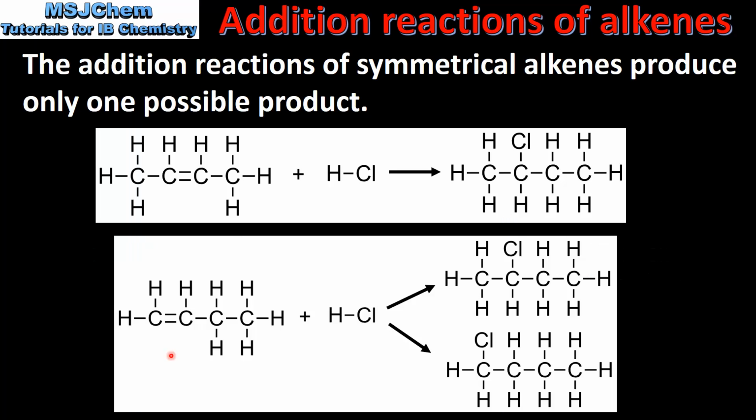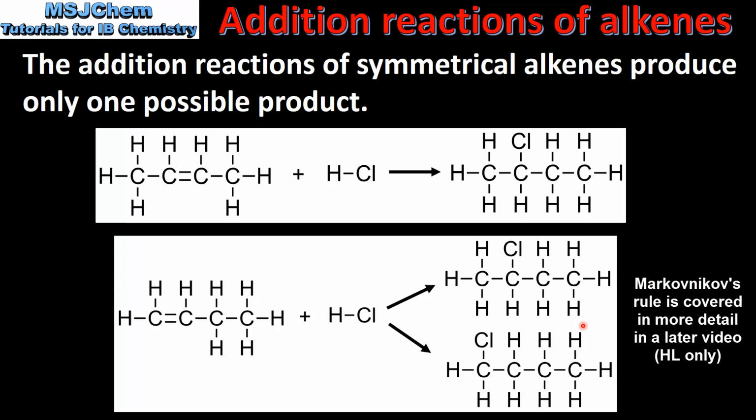Next, we have the reaction of but-1-ene, which is an unsymmetrical alkene. When but-1-ene reacts with hydrogen chloride, there are two possible products. They are 1-chlorobutane and 2-chlorobutane. To predict the major product of the reaction, we apply Markovnikov's rule, which is only covered in the higher level syllabus. For higher level students, in this case, the major product will be 2-chlorobutane. This is due to the stability of the secondary carbocation.